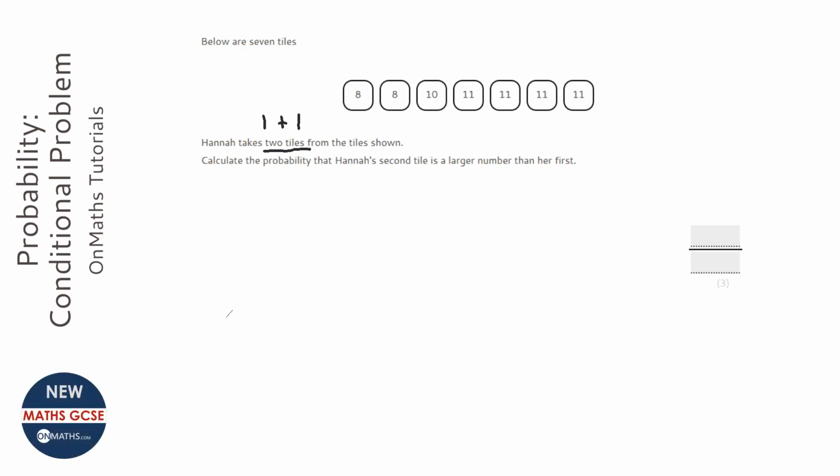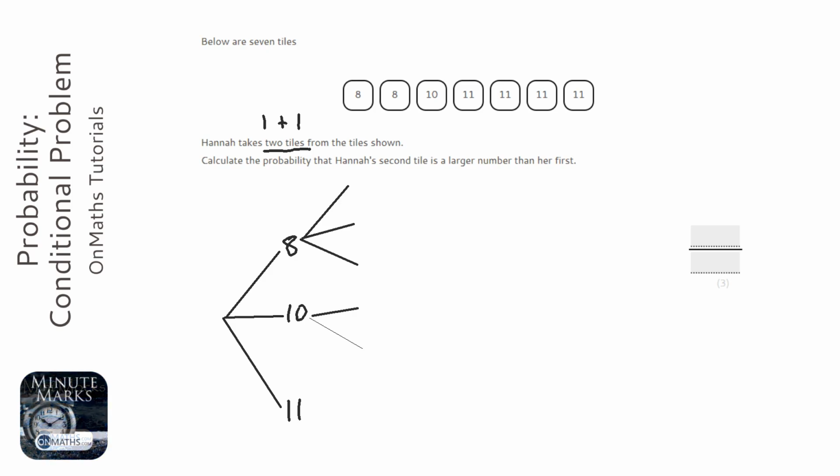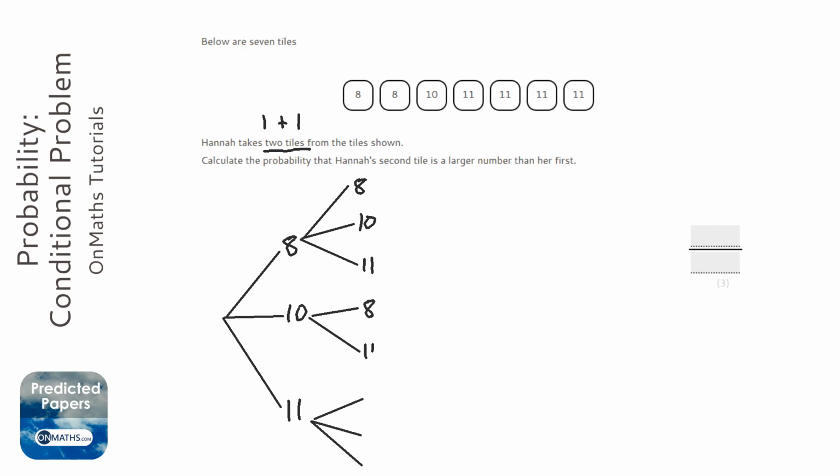So the first pick can either be an 8, a 10, or an 11. And then the next pick, well, if you pick an 8, you can pick another 8, a 10, or an 11. If you pick a 10, you can only ever pick an 8 or an 11, because there's only one 10. And then 11, you can pick any of the three again. Okay, so with 8, you can pick another 8, 10, 11. With a 10, you can pick an 8 and 11, and with an 11, that's 8, 10, and 11.